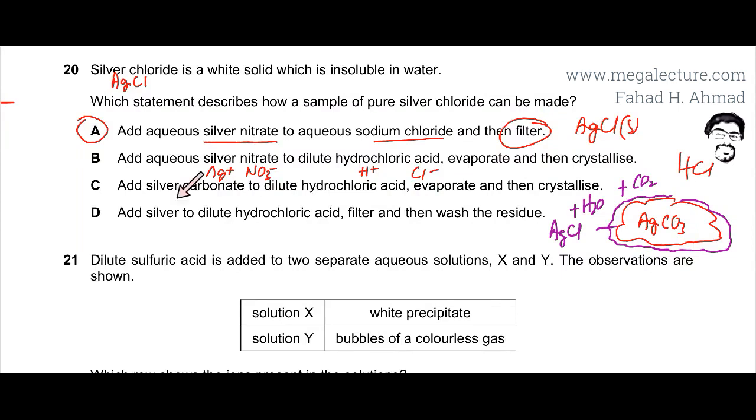And the last one is you need to add silver to hydrochloric acid, filter, and then wash the residue. The problem with this reaction is metals react with acids, but the problem with silver is that it's extremely unreactive. So the reaction is probably going to take a very, very long time, or it would require extreme conditions. You probably can't do it with dilute hydrochloric acid. So this is not a very good way of making AgCl because hardly any reaction would happen because of the low reactivity of silver. So option D is also incorrect. So option A is again your correct option.